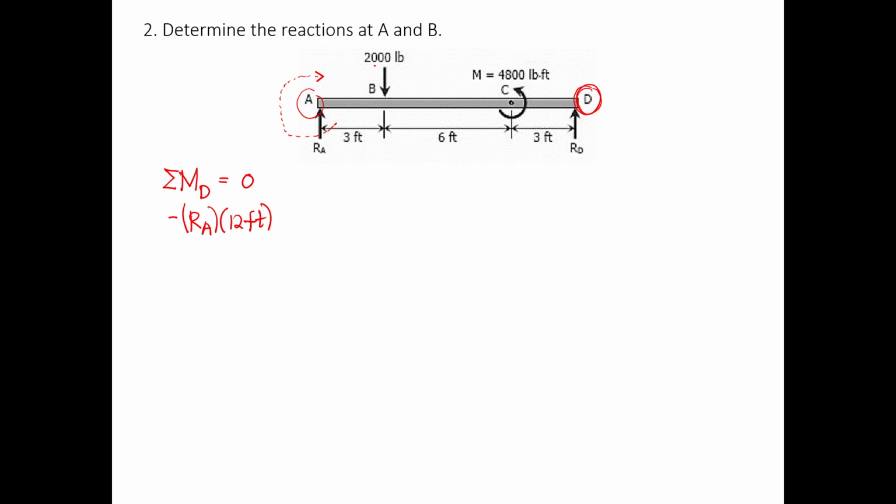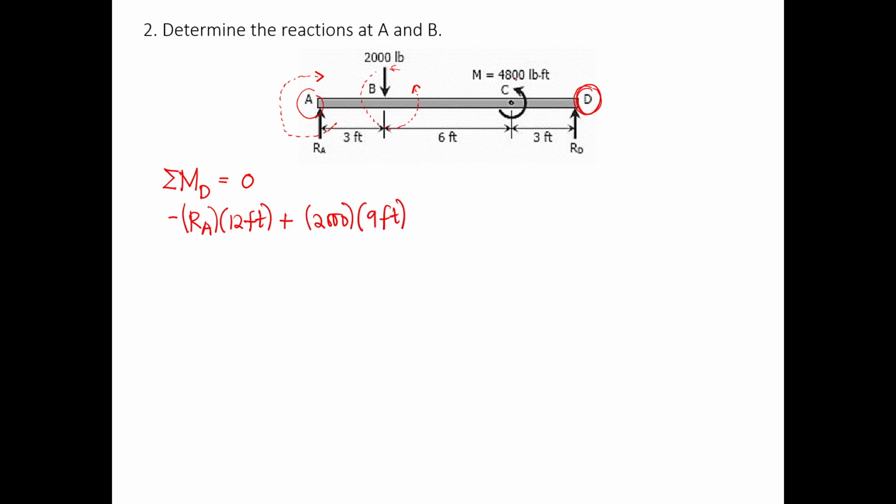So next is the 2,000 pound force. And the distance going towards the 2,000 pound force coming from point D is 9 feet. And if you're going to push this force, so meaning the moment that will be created is counterclockwise. And that will be a positive moment. So plus 2,000 times 9 feet.